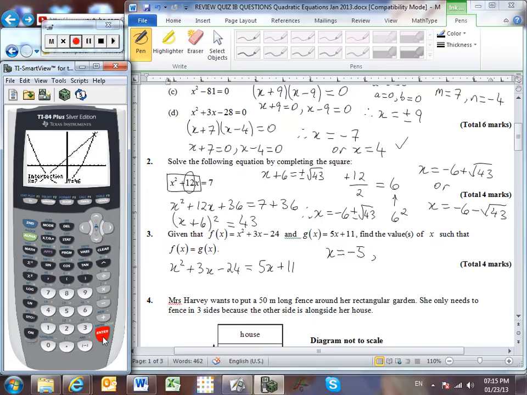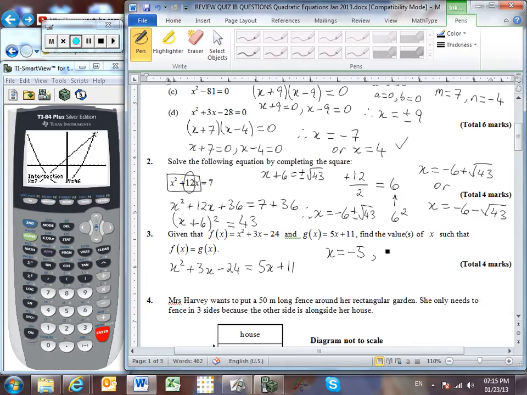Well, I was close, but not quite. My intersection point, my x value, where the functions are equal, is actually 7. So x is equal to 7. And those are my two solutions.